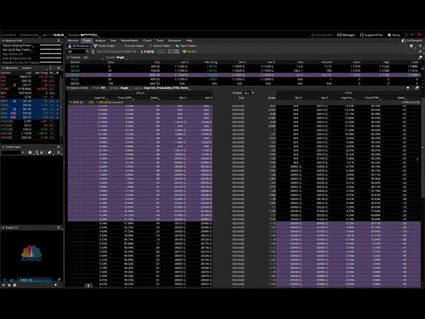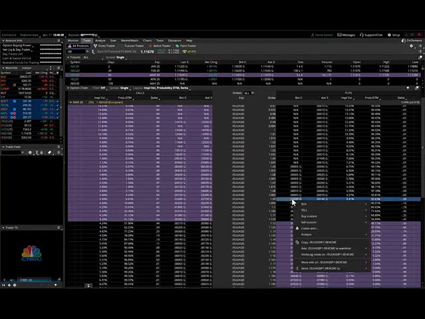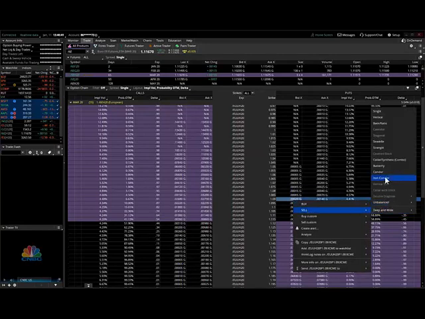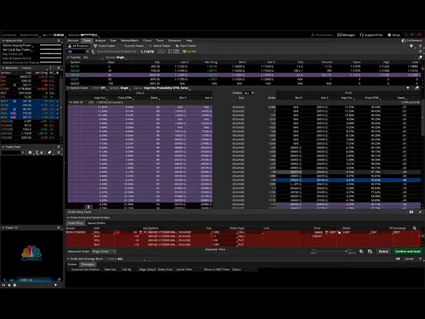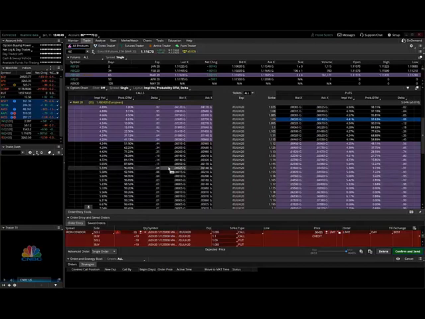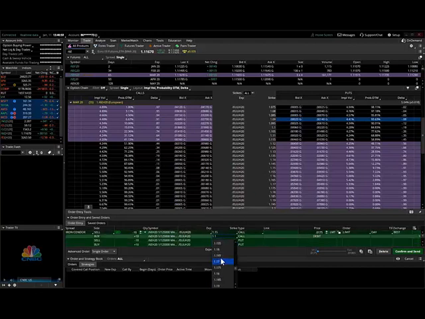Let's do the same iron condor, 10 delta or less. Right click and sell iron condor. Then we've got to figure out the put side. 115 and 115.5. Make that one contract. Let's see what it gets us.